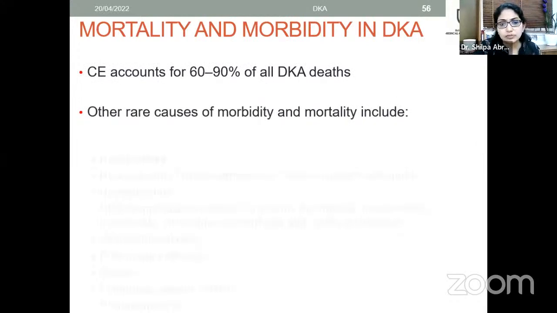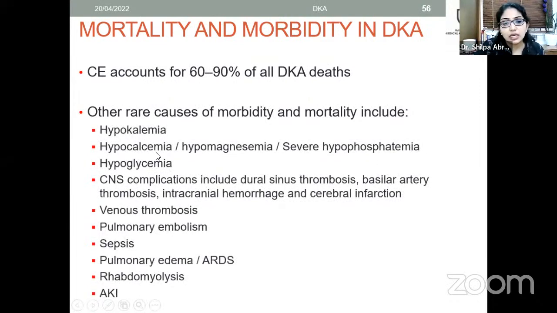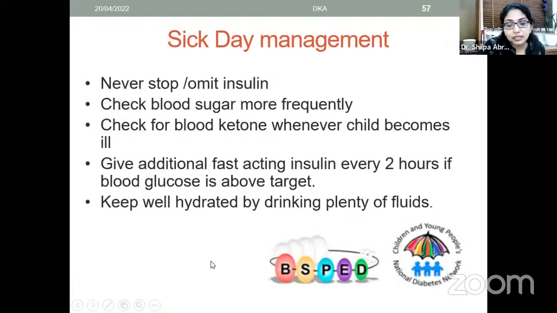Most important cause would be cerebral edema. Others are hypokalemia, so the electrolytes. That's why it's important that we track them very diligently. Hypoglycemia, so increase your dextrose concentrations as the glucose starts falling. Then CNS complications, thromboembolisms, since it's a prothrombotic state, then sepsis, pulmonary edema, rhabdomyolysis, AKI.